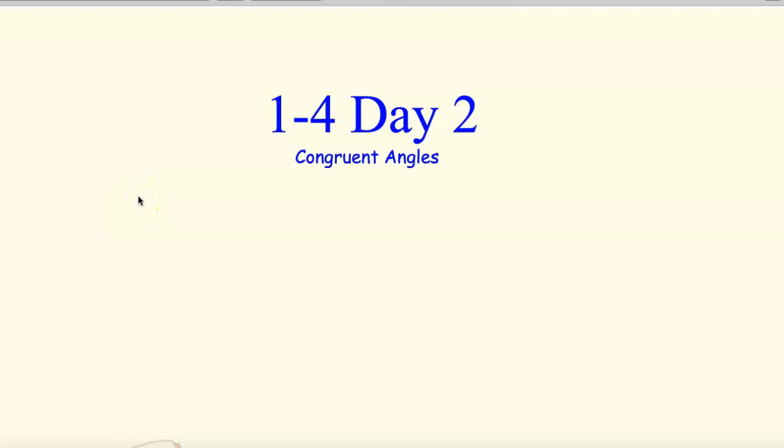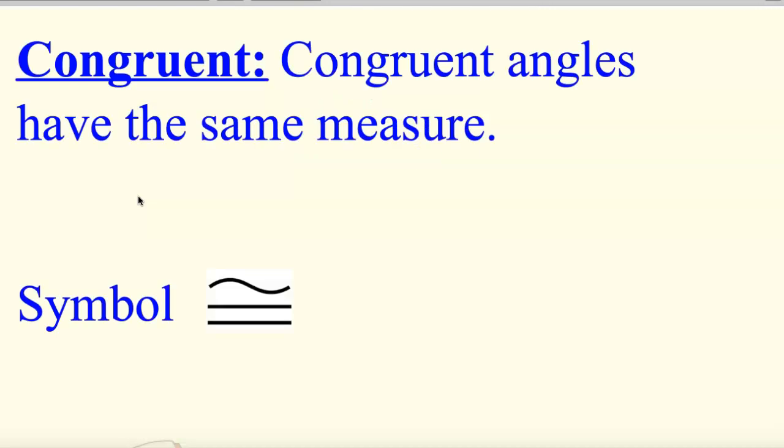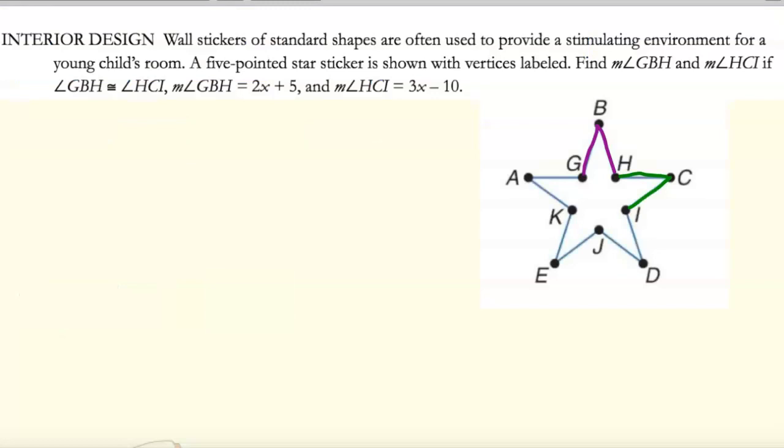Alright, we are going to do the last little bit of 4.1 Day 2, and the content is congruent angles. One thing to remember, it's not in your notes right now, but congruent means that they have the same measure. And in geometry they have this special symbol. It's with an equal sign and this kind of squiggle line. So in the next problem, we're going to talk about congruence, and we're going to use it to solve some algebra problems.